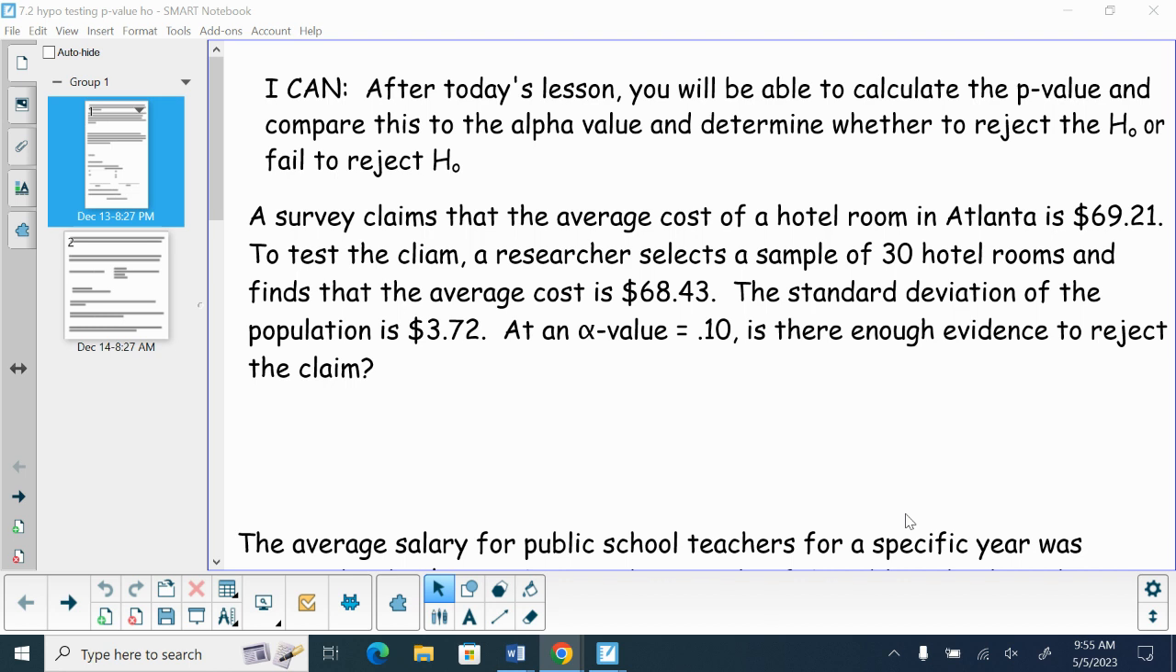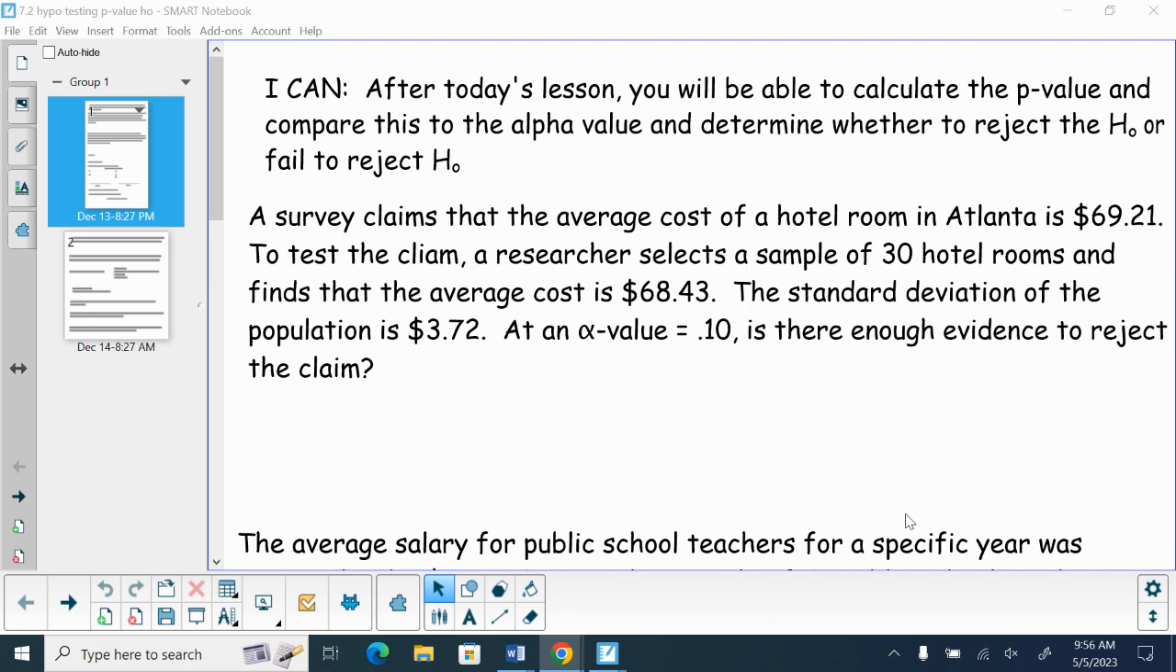A survey claims that the average cost of hotel rooms in Atlanta is $69.21. Obviously, this was not now, because now you can add a 1 in front of the 6, maybe a 2 in front of the 6. To test the claim, a researcher selects 30 hotels and finds the average cost is $68.43, with a standard deviation. Is there enough evidence to reject the claim? Well, the claim is that the average cost per room is $69.21.